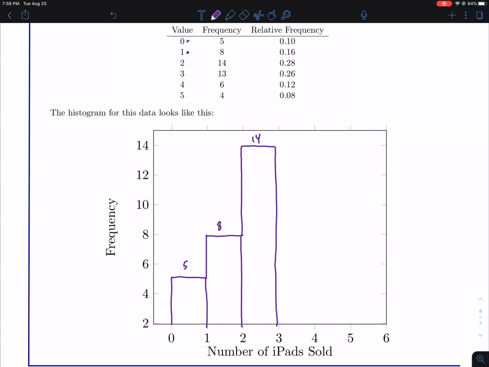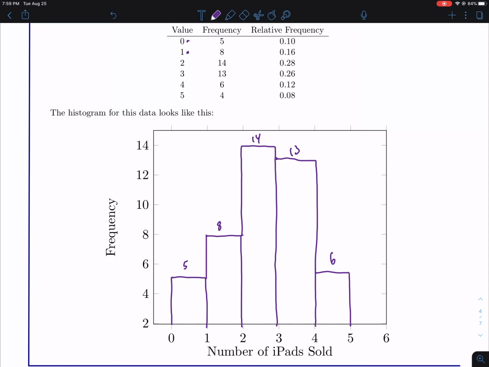So 3 starts at 13. That means I want to start partway in the middle here and go over to 4. Ooh, that was ugly. And then 13. So 4 starts at 6, so I'm going to start way down here and go over to 5. And then finally, 5 goes out to 6.